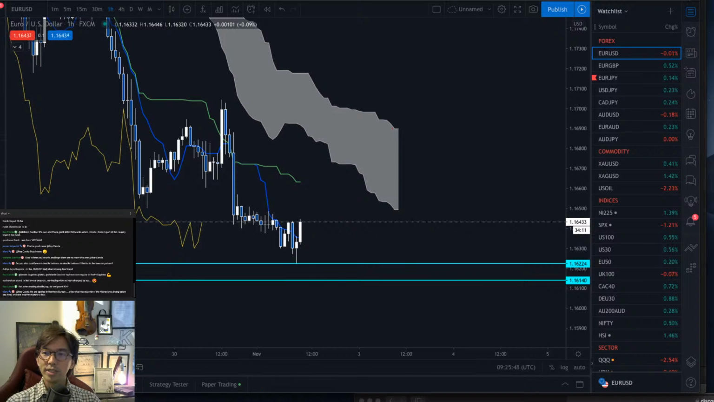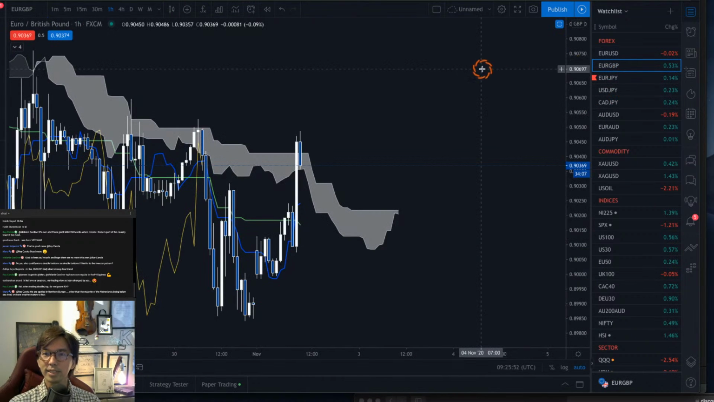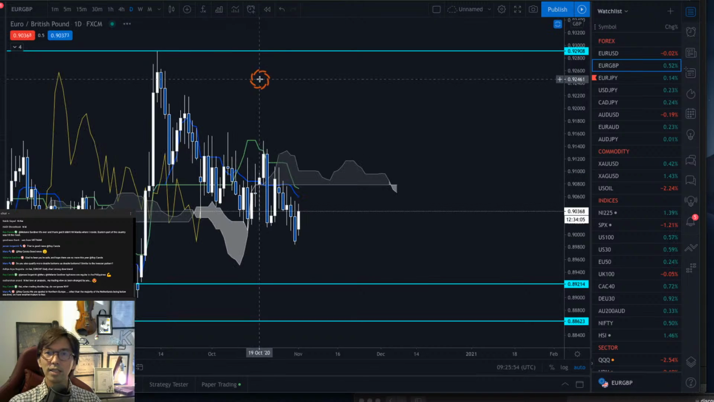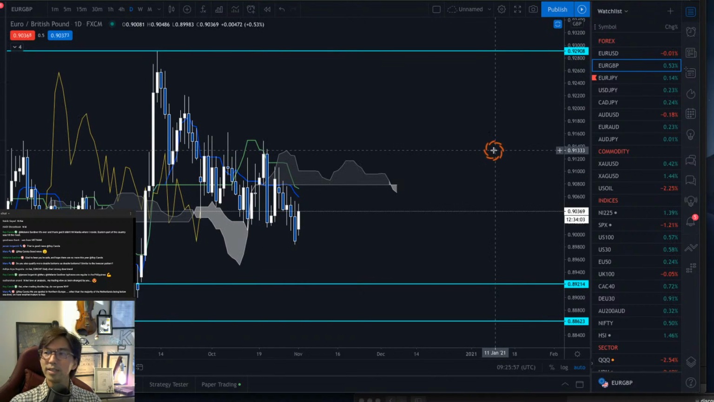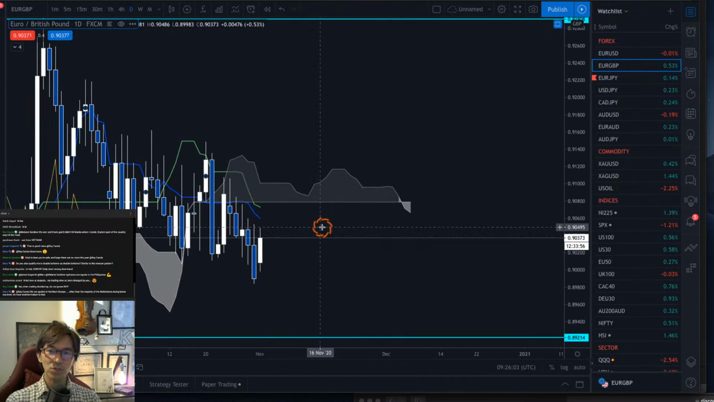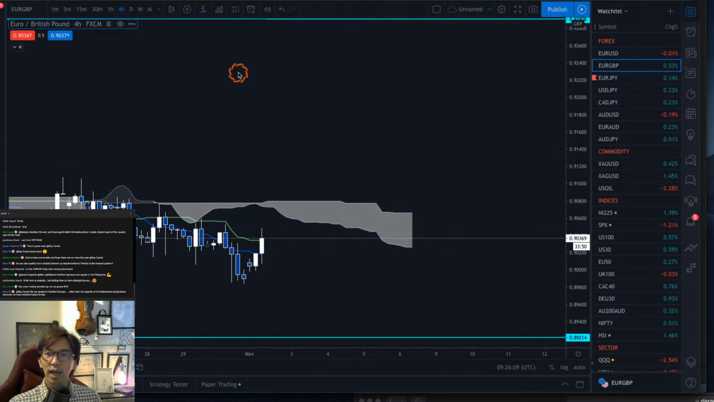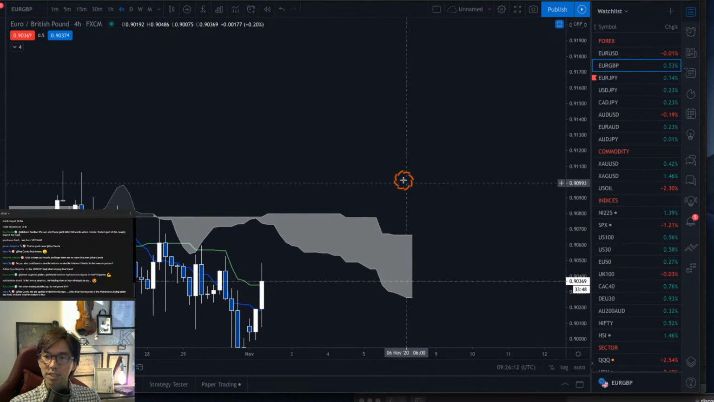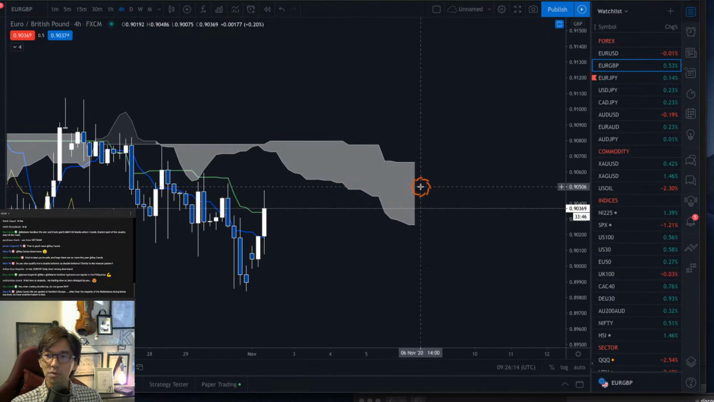So let's switch it to another chart as a pair. Looking at the daily chart, Euro GBP is moving down now. I can see that the Kumo is moving down and the Kijun Sen is down, but the Kumo is too young, too short, so I still won't look for a sell. And looking at the 4 hour, this is flat now. Flat Kumo, flat Kijun Sen, so I won't look for a sell on this one.